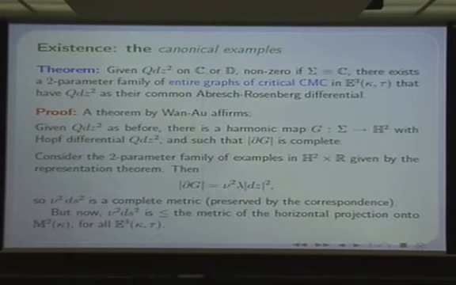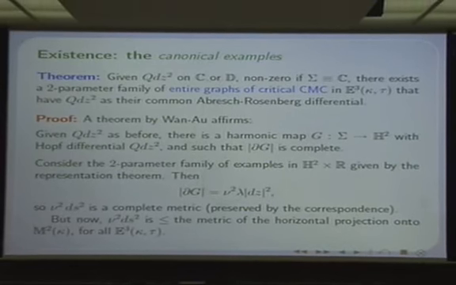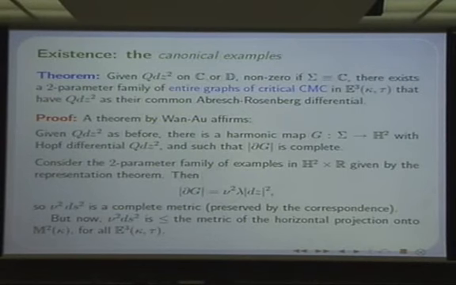This is a quite deep theorem by Wan and Ou. So what I'm doing now is to use the fact that I have a harmonic Gauss map into H2 cross R in order to take this result and apply it to surface theory. From the Q that I'm given, I consider the harmonic map given by the Wan-Ou theorem. And from the harmonic map, I can consider the 2-parameter family of examples in H2 cross R with H equal to 1/2 given by the harmonic representation formula that I described previously.